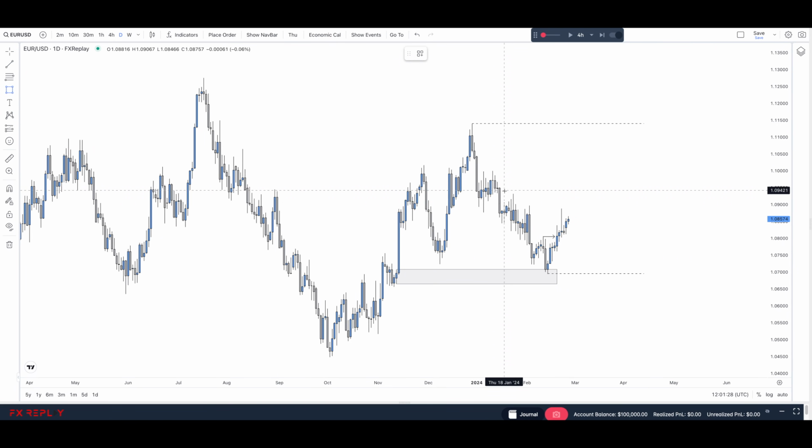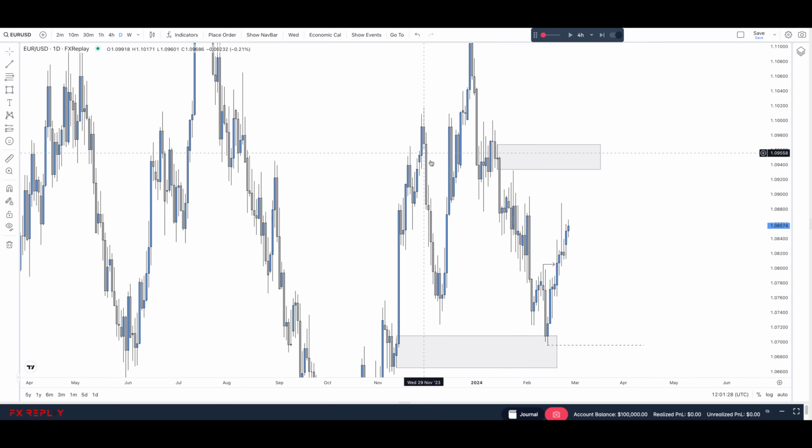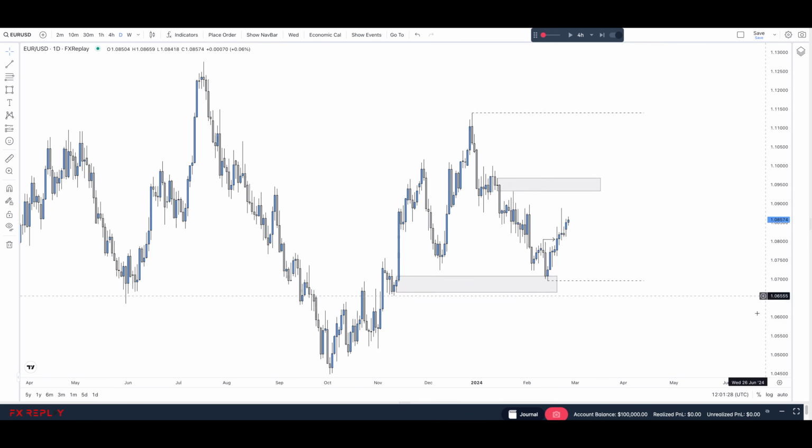In terms of identifying a target area, we have this supply zone just here, which is lightly imbalanced. So we can see this wick did not retest that zone, meaning this is going to act as somewhat of a magnet area for price.